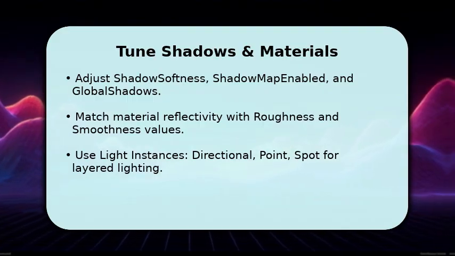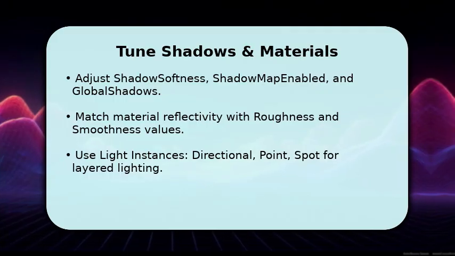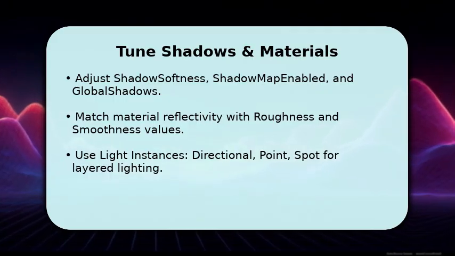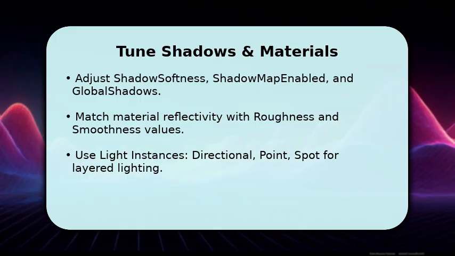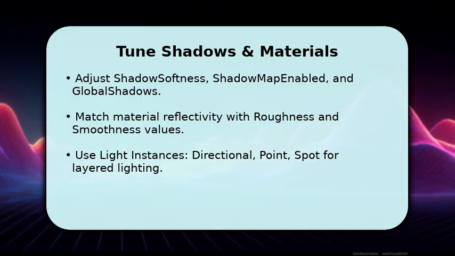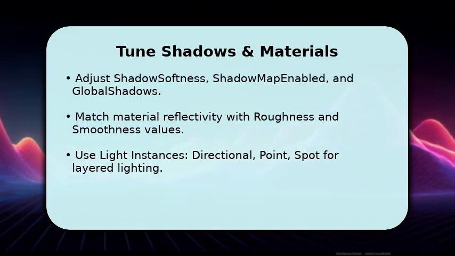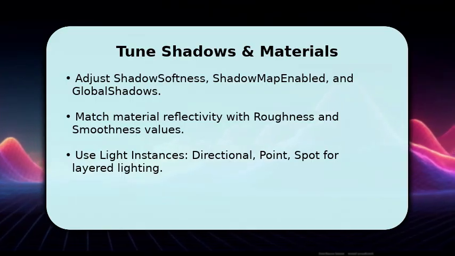Next, you tune shadows and materials because lighting feels realistic only when shadows behave correctly. Enable Shadow Map or use future shadow settings. Raise shadow softness slightly to avoid harsh edges and toggle global shadows to see full effects. Then inspect materials. Lower roughness for shinier surfaces, raise for matte.